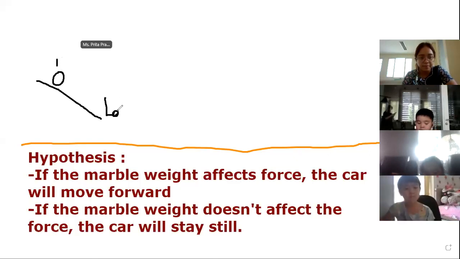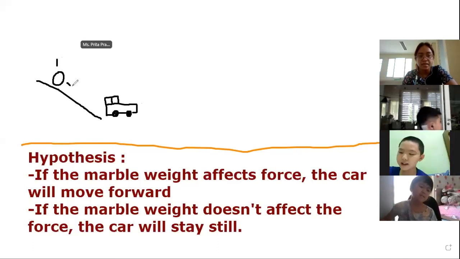Okay, that's the car. Sorry, my toy car isn't so great, but you get what I mean, right? This is the car.